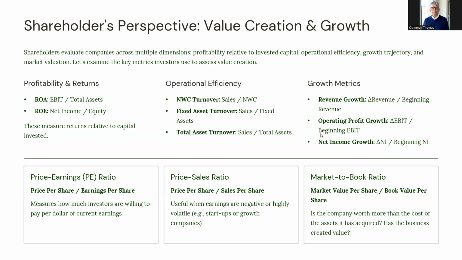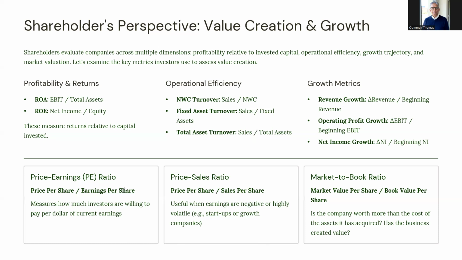In the spirit of looking at the upside potential, they are very interested in growth metrics. They're looking to see how revenue is growing, how operating profit is growing, how net income is growing. So hence the focus on growth metrics. And finally, they are very curious to know how the markets value the company, how much the markets will pay for each dollar of earnings. And by the way, earnings is nothing but another word for net income.